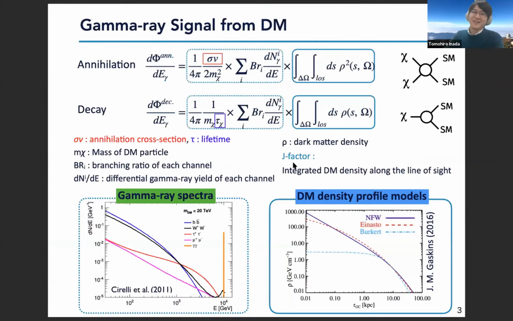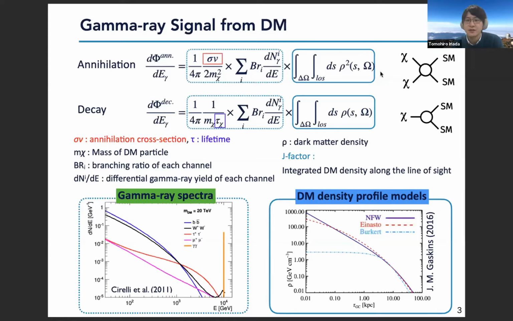Okay, the next topic is the gamma ray signal for dark matter. Many people already mentioned it, so I will talk about it briefly. In an indirect dark matter search, we want to detect the products of dark matter annihilation or dark matter decay. The equation is like this: the top one is the expected flux from dark matter annihilation, and the bottom one is the expected flux from dark matter decay.